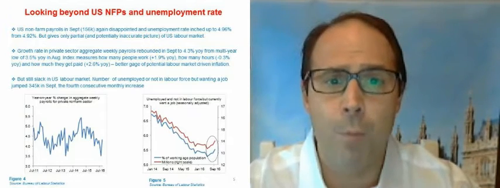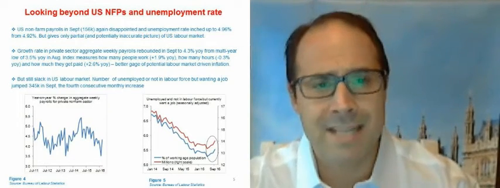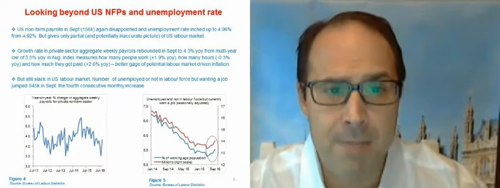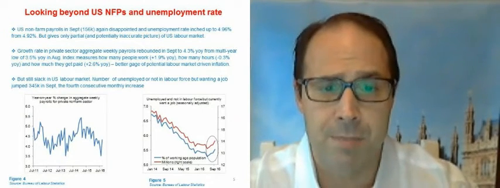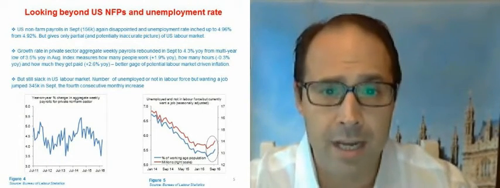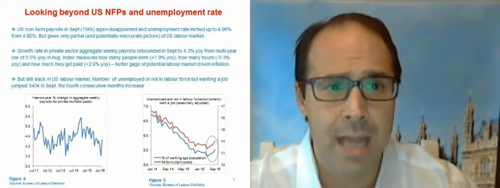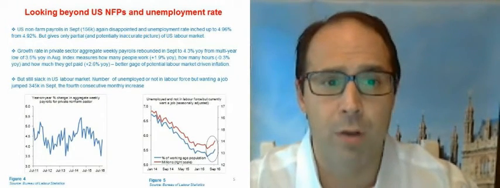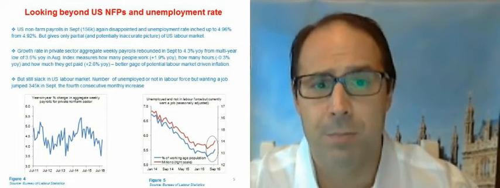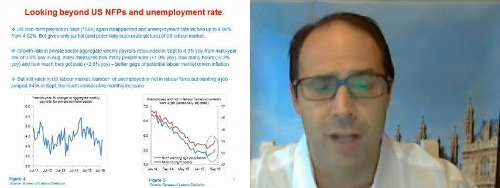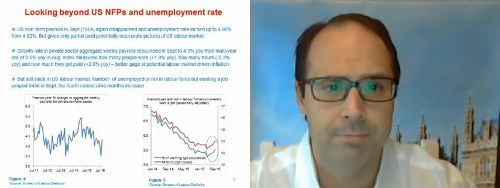That number rebounded 4.3% year-on-year in September from a multi-year low of 3.5% in August. This index is important because it actually measures a number of things. Firstly, it measures how many people are working, and that was up nearly 2% year-on-year in September. How many hours they are working, and this was still down in year-on-year terms, and how much they get paid. And that growth rate is still reasonably steady, around 2.5, 2.6% year-on-year. Ultimately, this is a better gauge of the potential labor market-driven inflation we could see in the US.